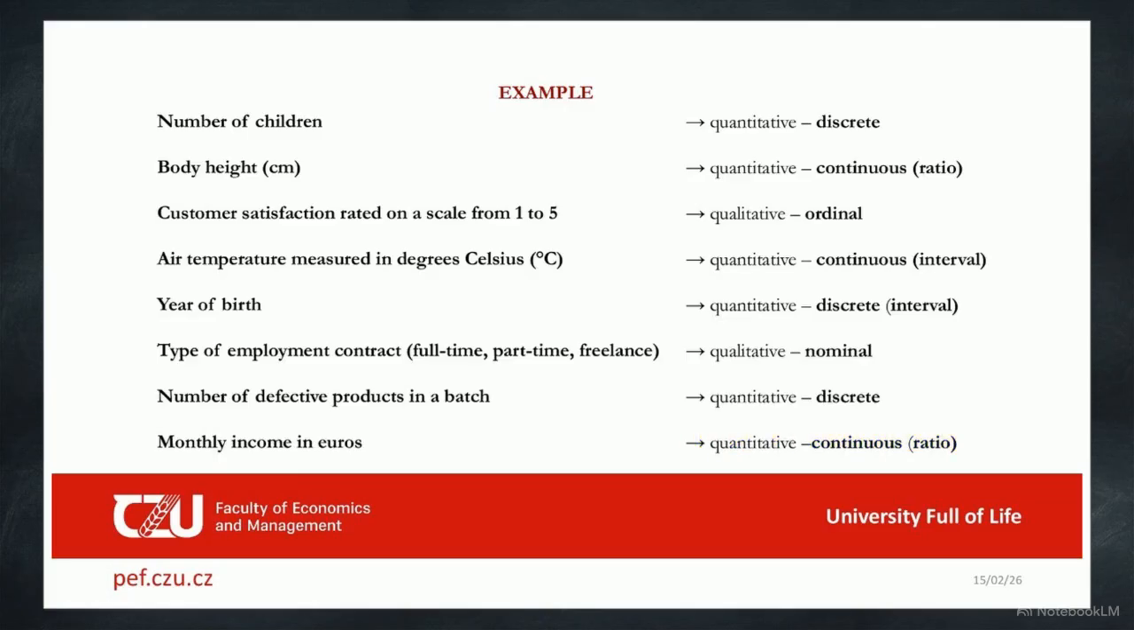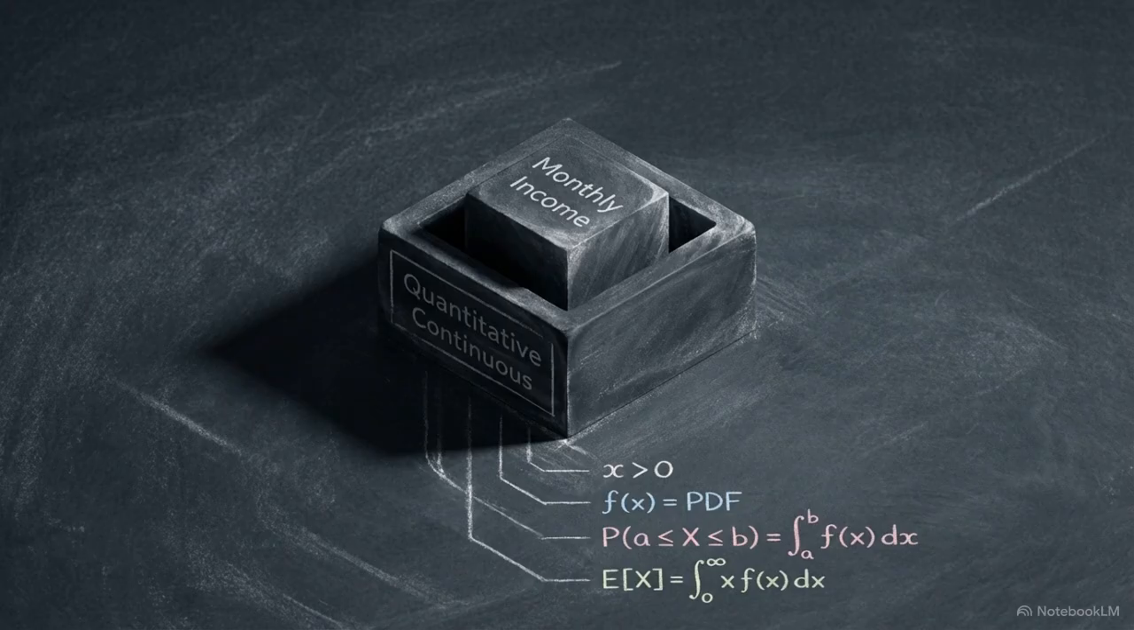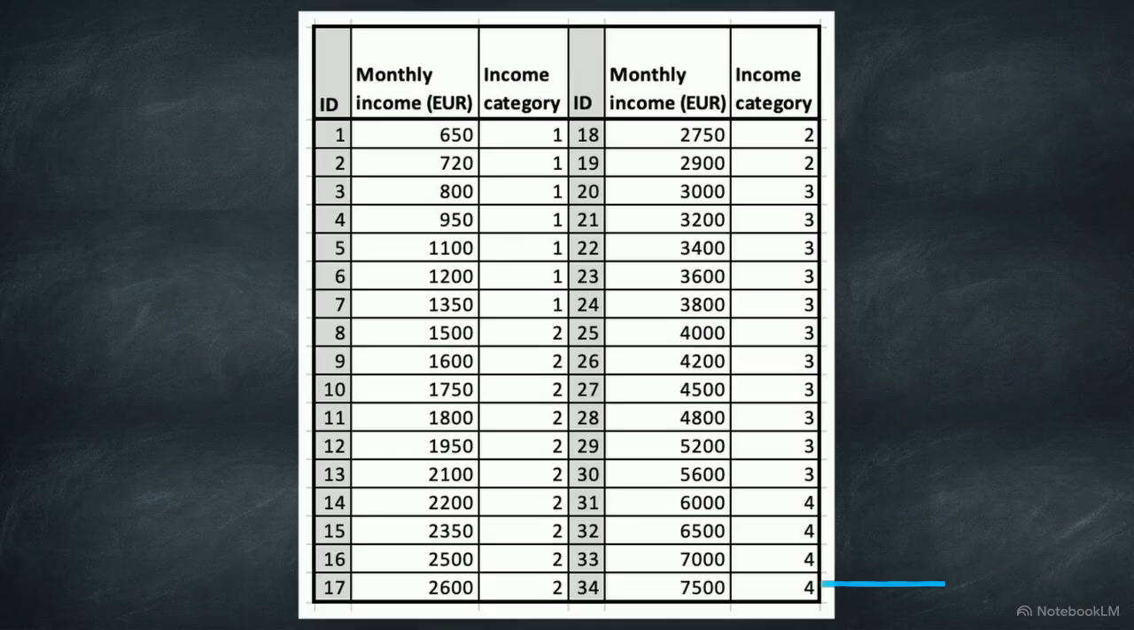Qualitative data follows different logic. The type of employment contract is a qualitative nominal variable. The categories exist, but they possess no mathematical rank. Identifying exactly where a variable sits on this taxonomy flowchart is the non-negotiable first step that dictates every statistical operation allowed moving forward. Returning to our 34 individuals, we can apply this taxonomy.